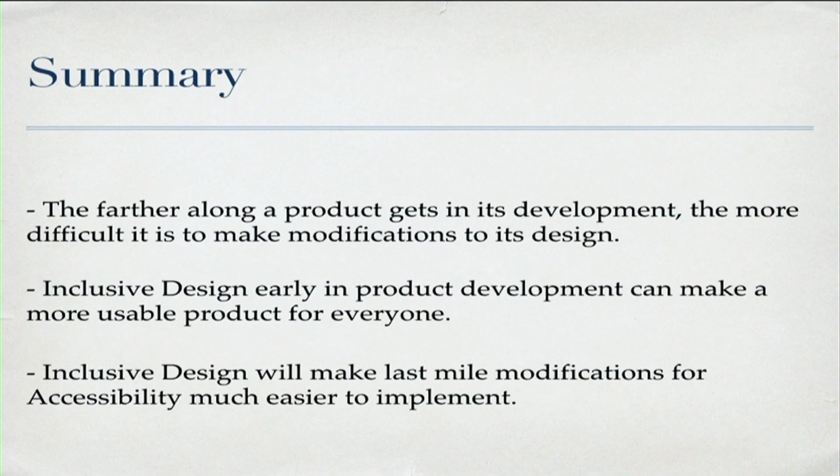All right, in summary. The farther along we get down the road in development, the more difficult it's going to be to make modifications to its design. If you're going to be talking inclusive design, you want to start as early as possible. You want to make sure that you have the ability and the flexibility to develop the things you want to put together. Inclusive design makes products that more people can use. It's usable by everybody. And it will also make last mile modifications for accessibility that much easier to implement.